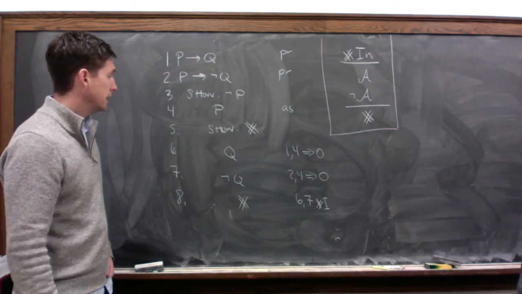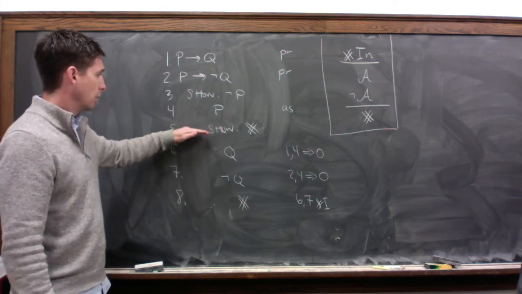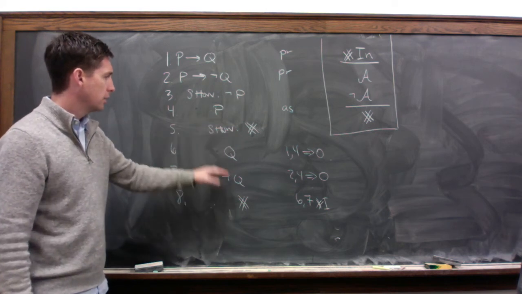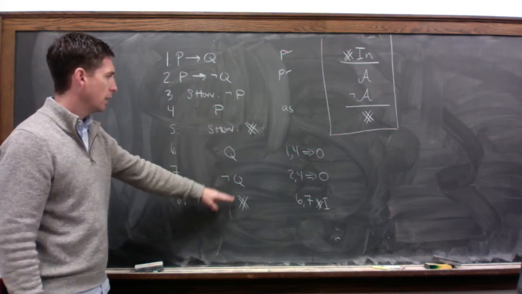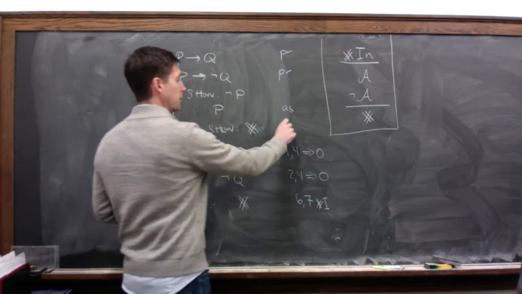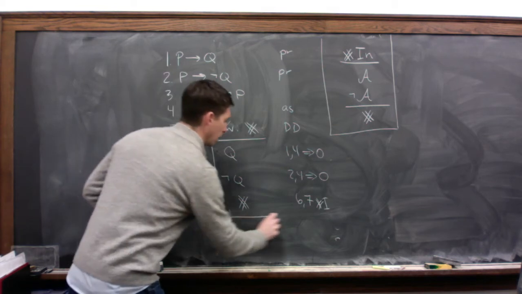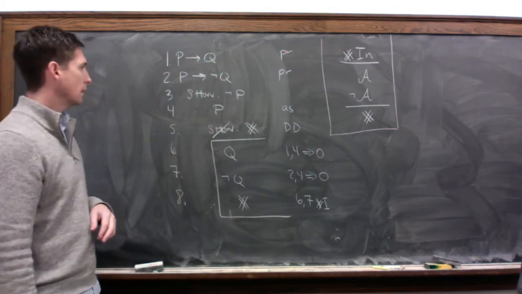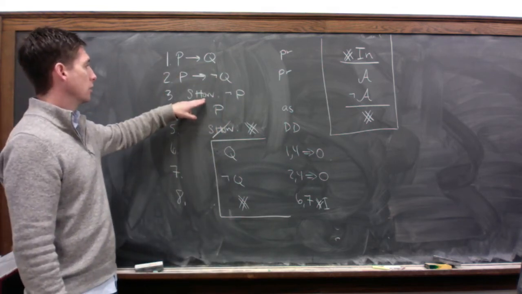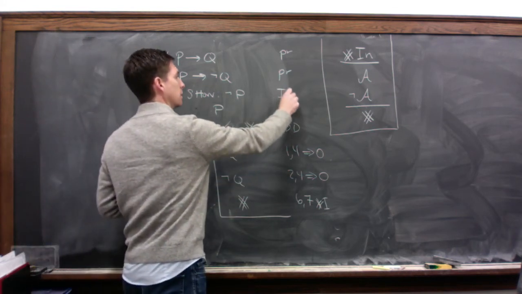All we need to do is finish up notating our show line. So we showed a contradiction. What kind of derivation of that did we do? Well, since we're trying to show a contradiction and it's at the bottom of our proof, that's a direct derivation. So we cancel and box. And the notation here is ID for indirect derivation.